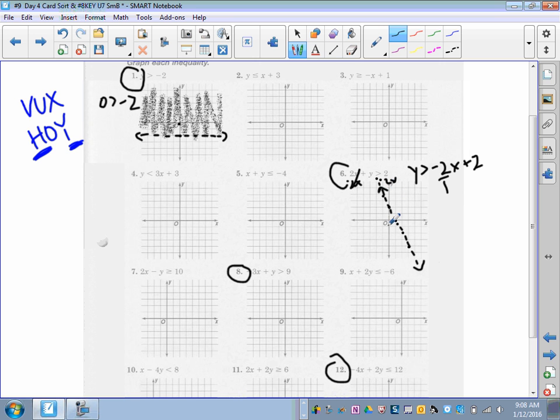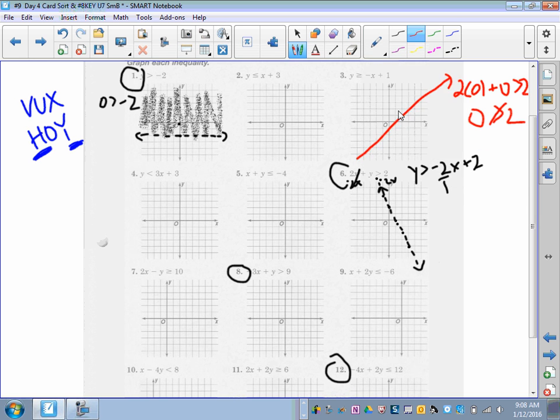And again, 0, 0 is not on my line, so I can use that as a test point. If I put 0 back into my original equation, I get 2 times 0 plus 0 is greater than 2. Right, 2 times 0 is 0. What's 0 plus 0? 0. Is 0 greater than 2? If you have 0 cookies and I have 2 cookies, do you have more cookies? No. 0 is not greater than 2.